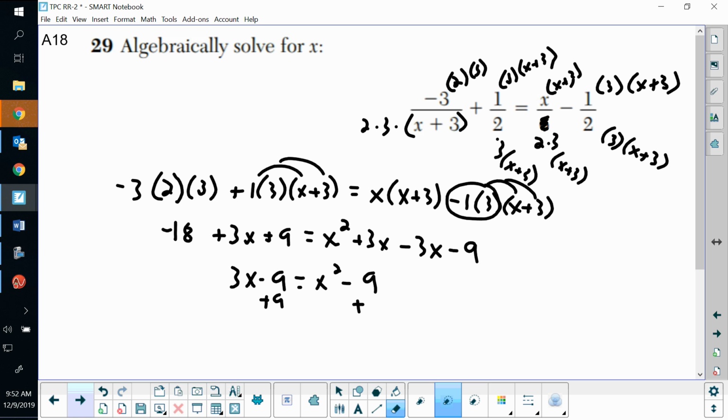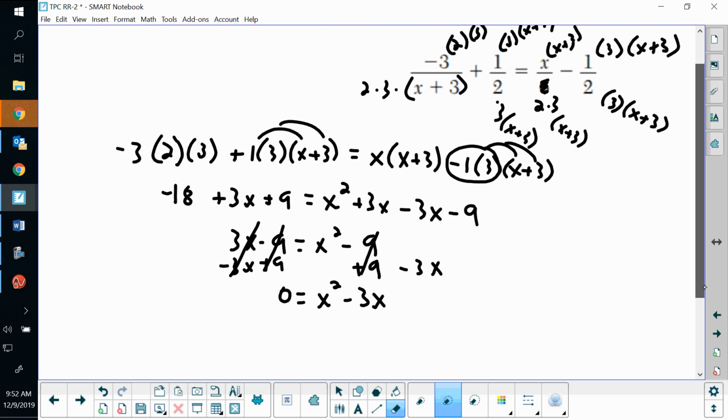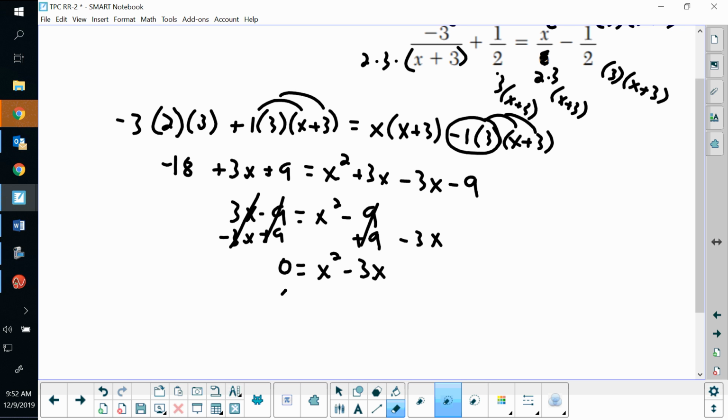We'll add the 9 over and subtract the 3x over because we want to be with the positive x squared. Well, notice the negative 9 and 9 add to 0, and we just get x squared minus 3x. This should actually be easier to factor, but I find a lot of times people find it harder to factor. We want to recognize that there's no constant term, so we just want to see what we can take out of everything.